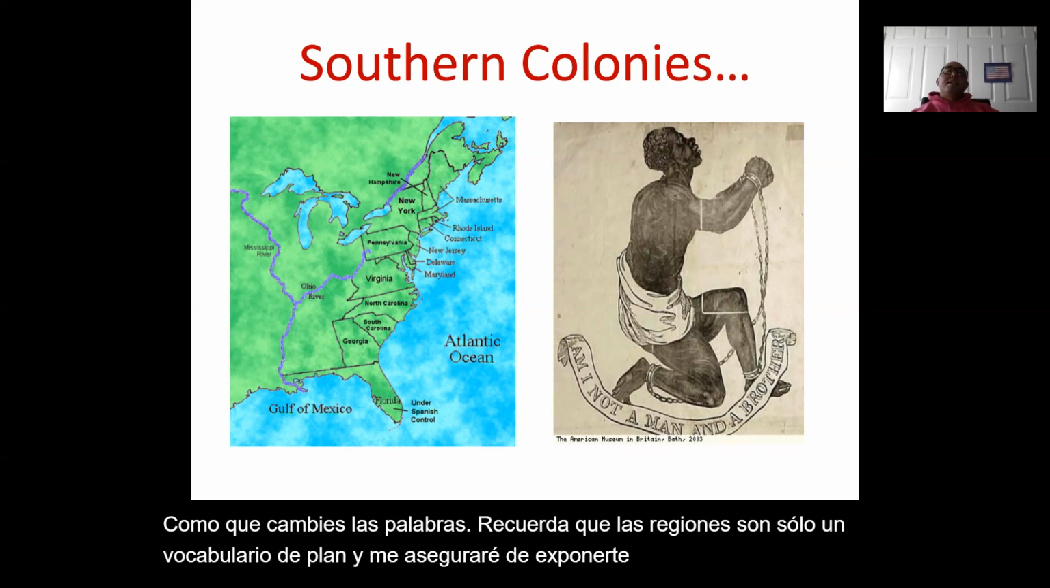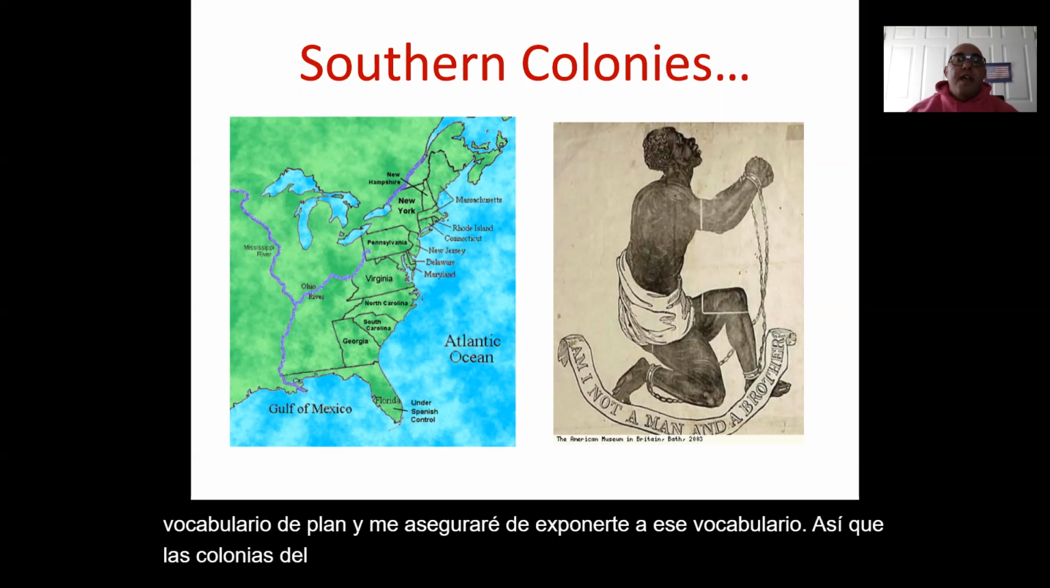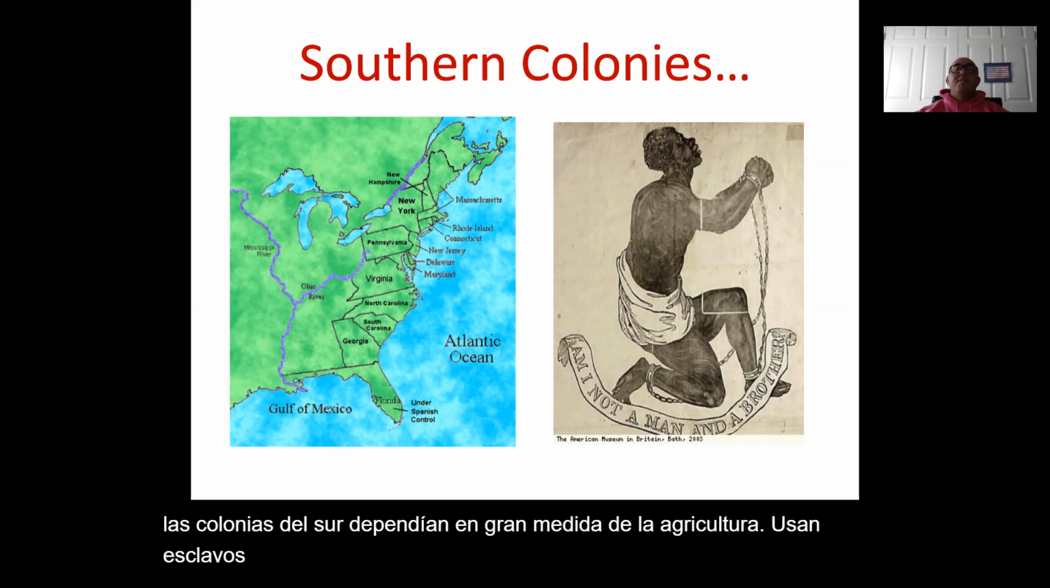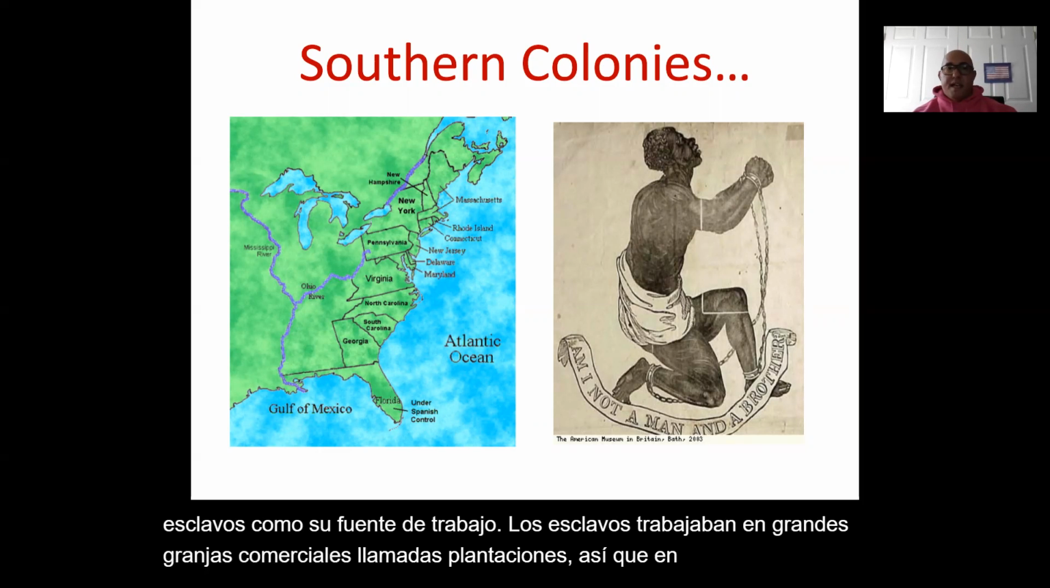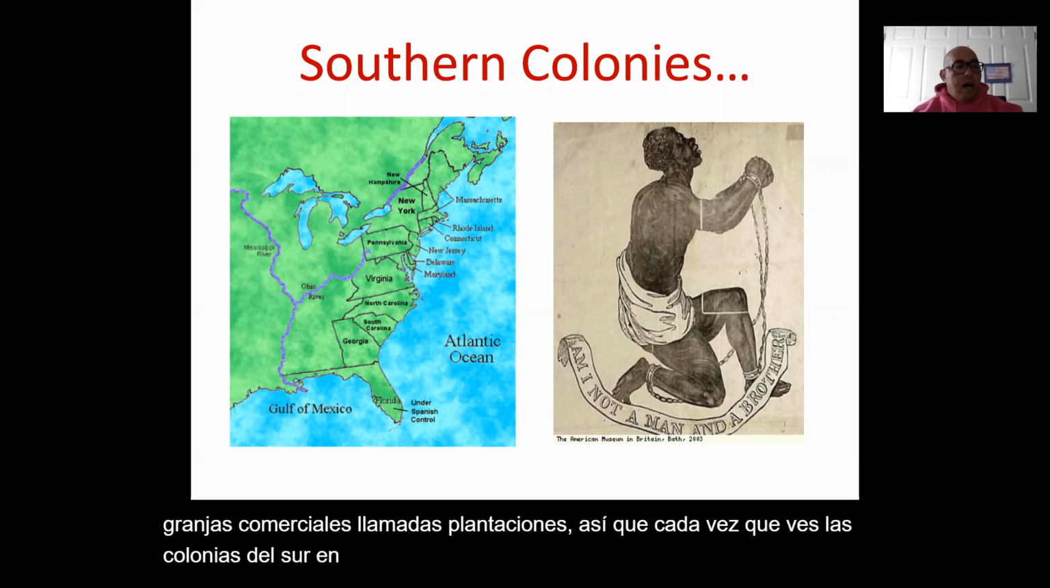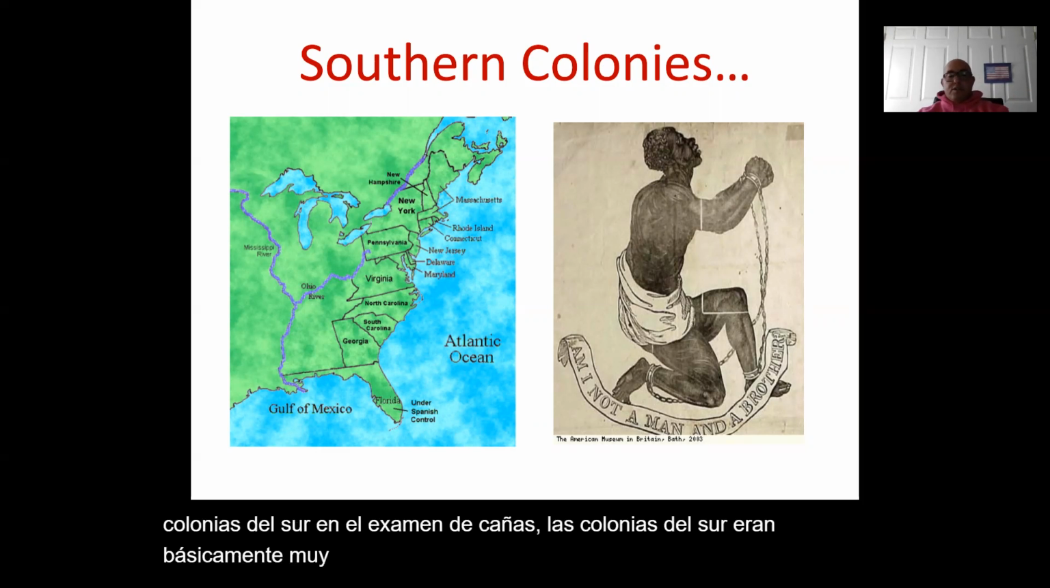So southern colonies relied heavily on agriculture. They used slaves as their labor source. Slaves worked on large commercial farms called plantations. So anytime you see the southern colonies on the Regents exam, southern colonies were basically heavily reliant on slave labor and on agriculture.